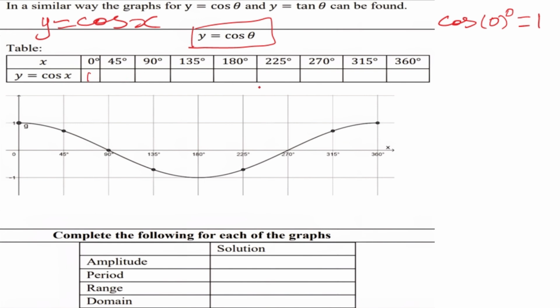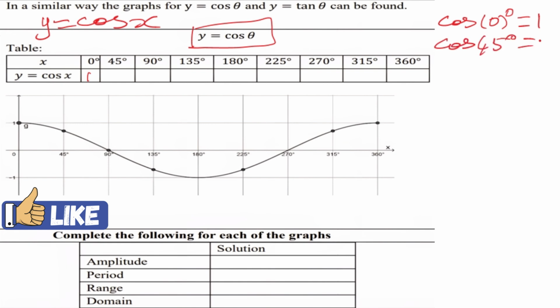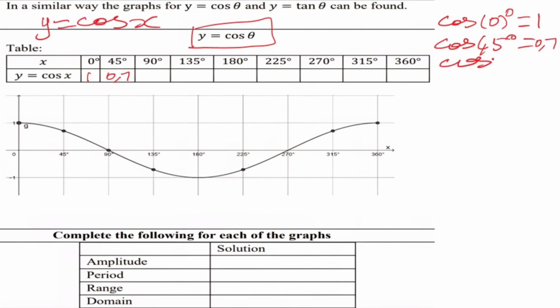In short, what we are doing now is filling up the table. When we say cos 45 degrees, we press the calculator. What we get is 0.71. So we have got 0.71. When you say cos 90 degrees, you press your calculator. What you will get is 0. So we have got 0 here.